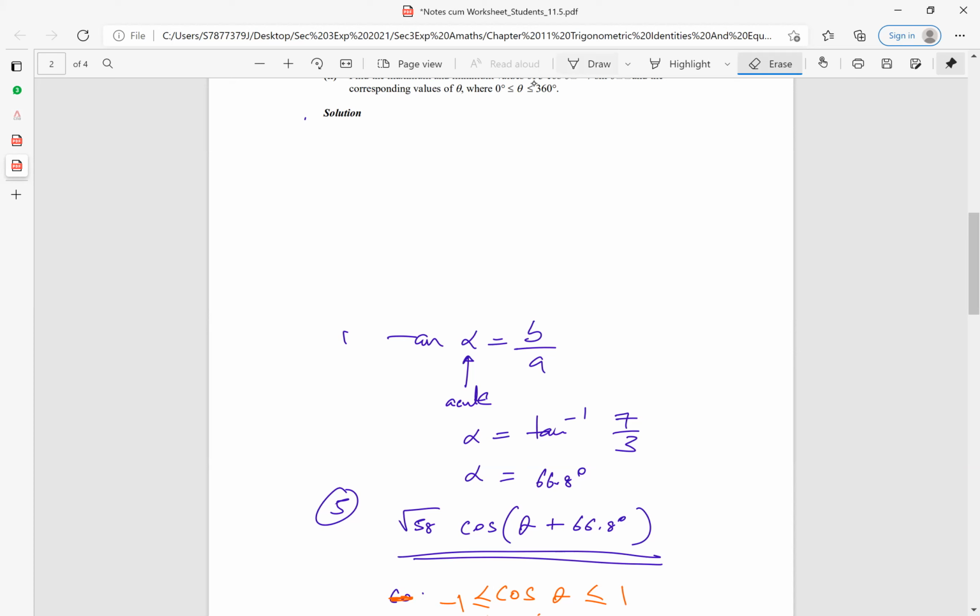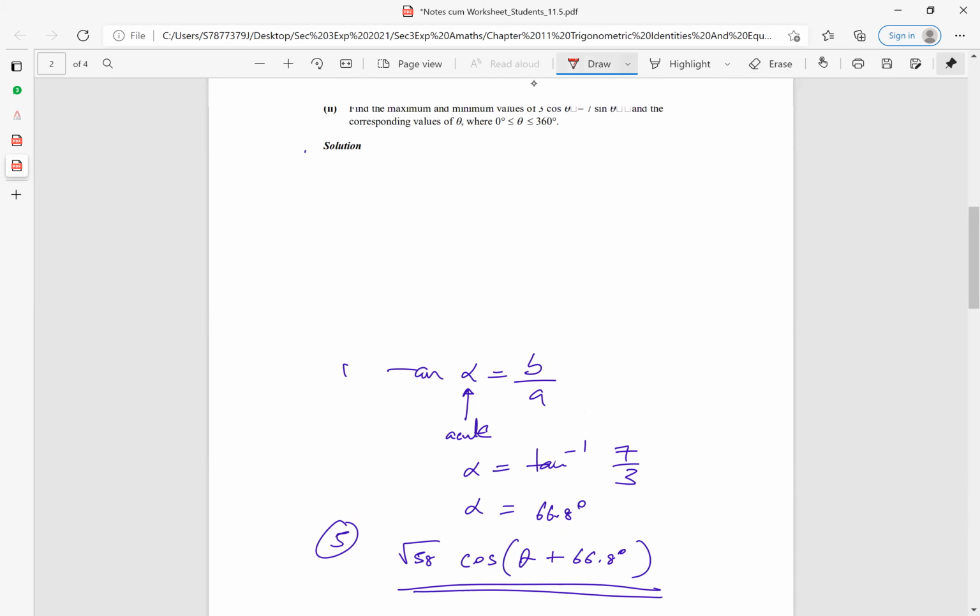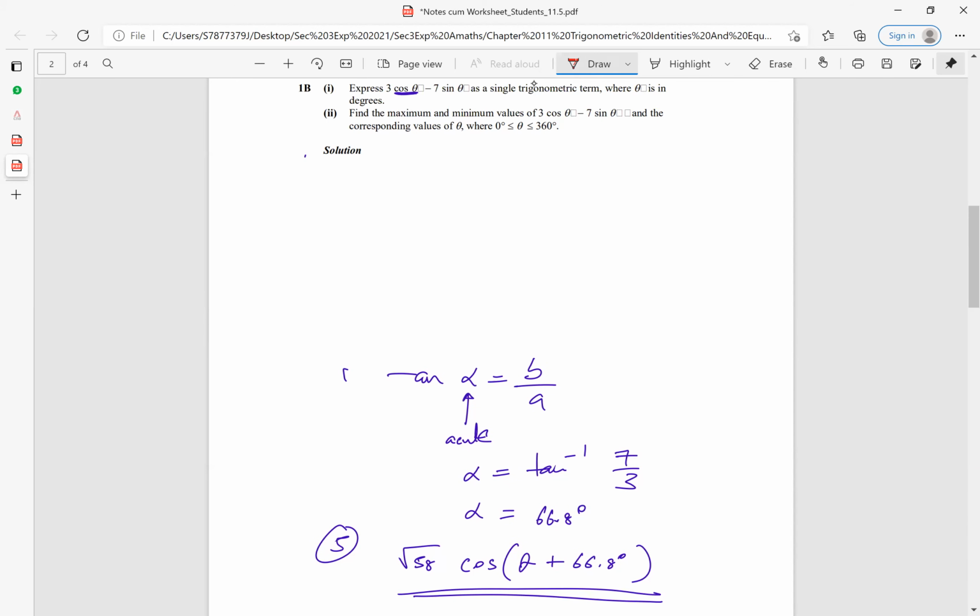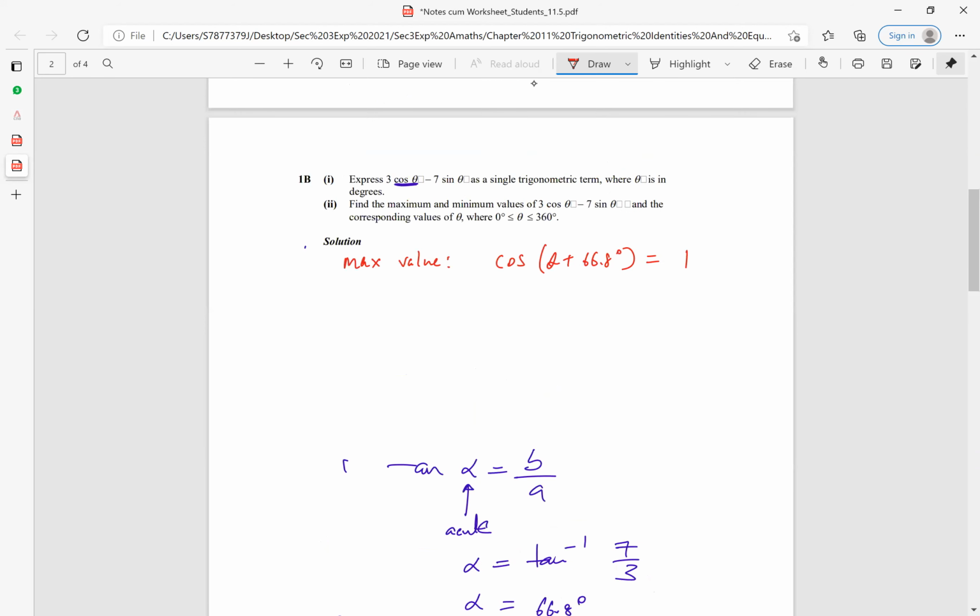So what I'll do is this. For maximum value, cosine theta plus 66.8 degrees must be equal to 1 again. Why? Because cosine theta is also limited by the boundaries -1 and 1. Understand?